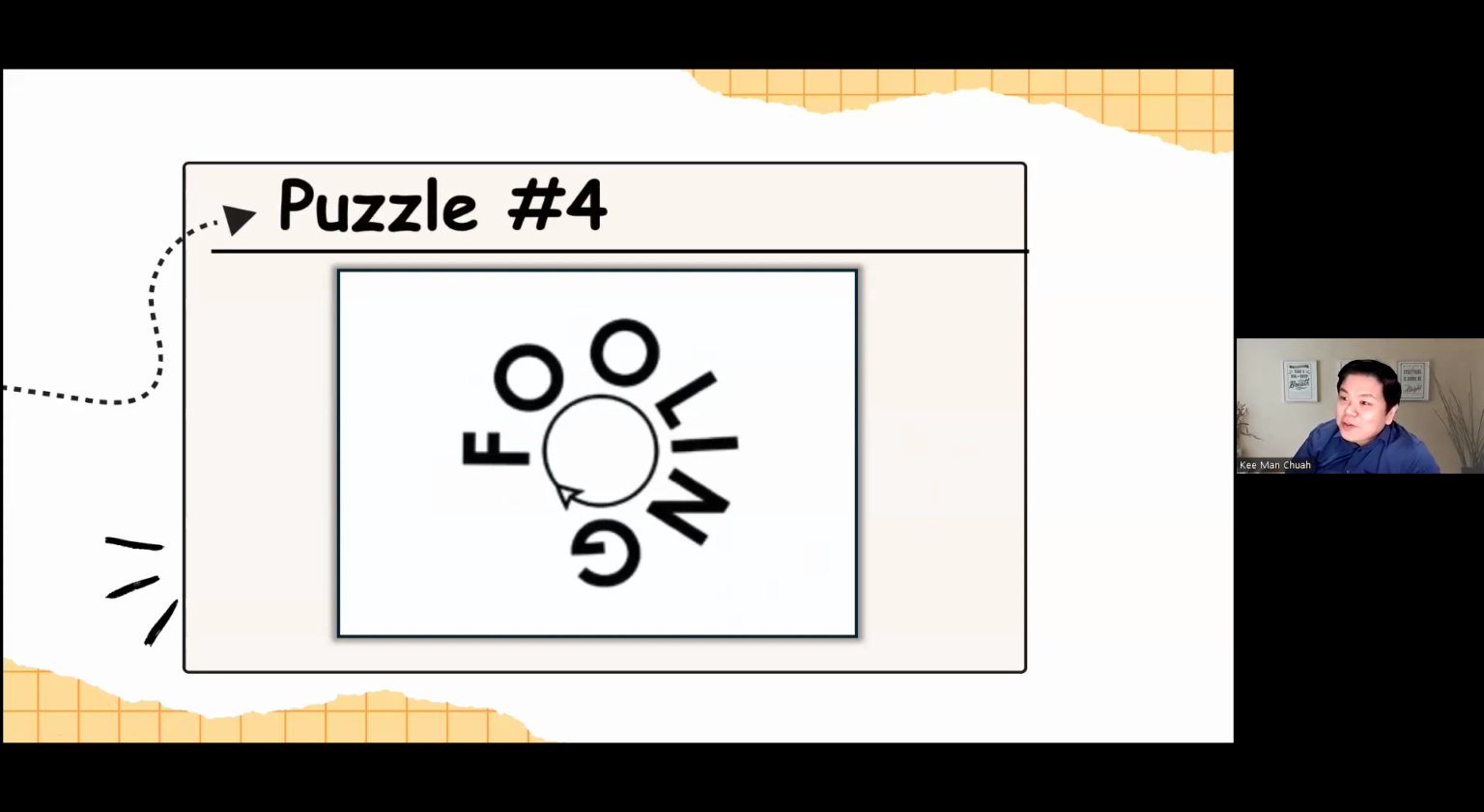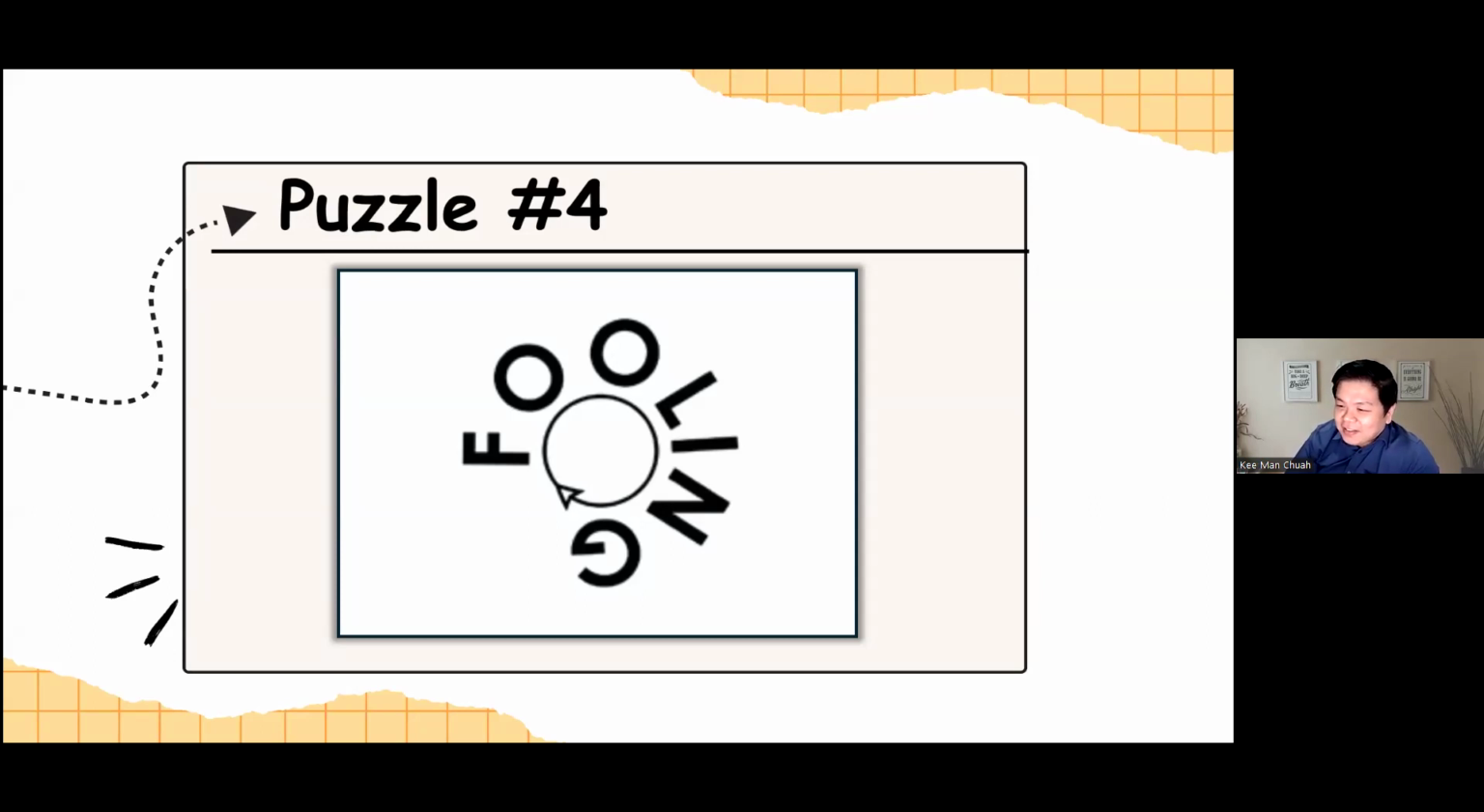This one should be easy as well. 30 seconds from now. This one should be easy because the word fooling is giving you the clue. Fooling circle, fooling around. Yeah.